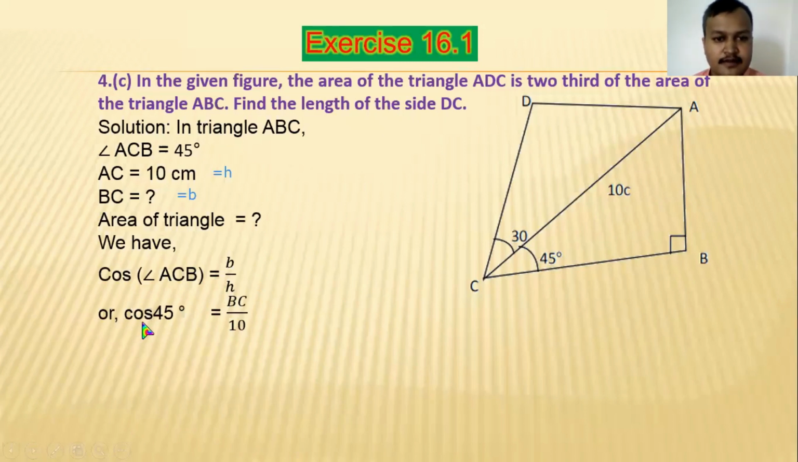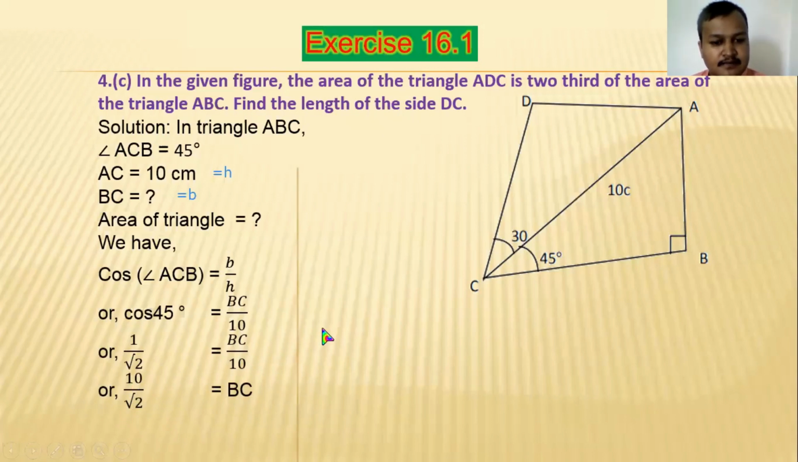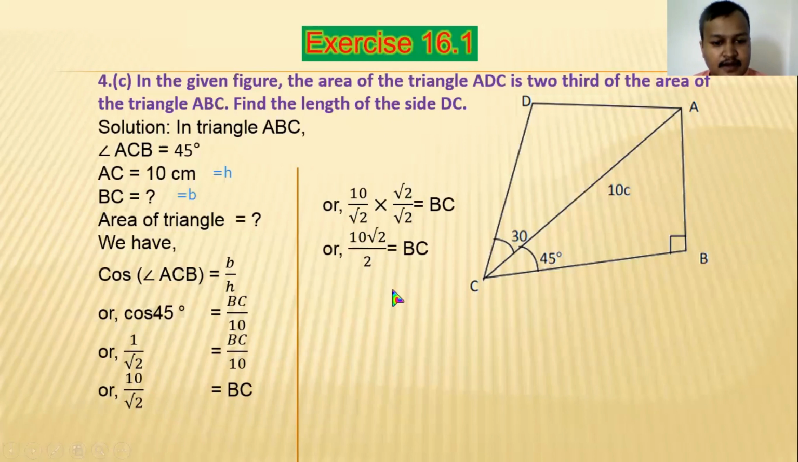Now what is the value of cos 45-degree? 1/√2. Yes, sir. 1/√2 equals BC by 10. Then do cross multiplication. 10 divided by √2 is equal to BC. Now rationalize it. To remove this root from the denominator, rationalize this one. Multiply by √2: 10√2 divided by √2 into √2, which becomes 2. Now if we cancel 10 by 2 to 5, BC is 5√2 centimeter. This is the length of BC.